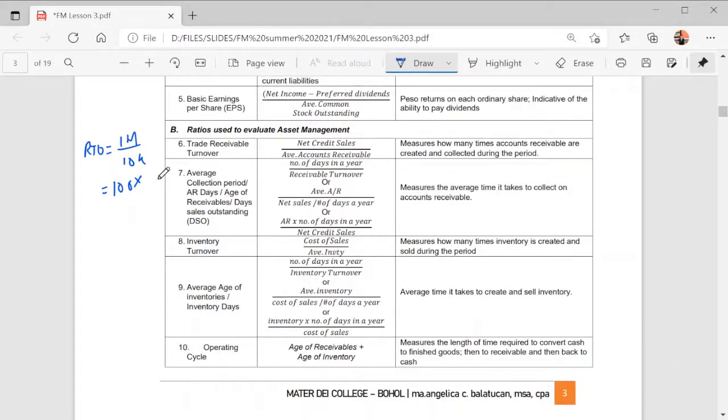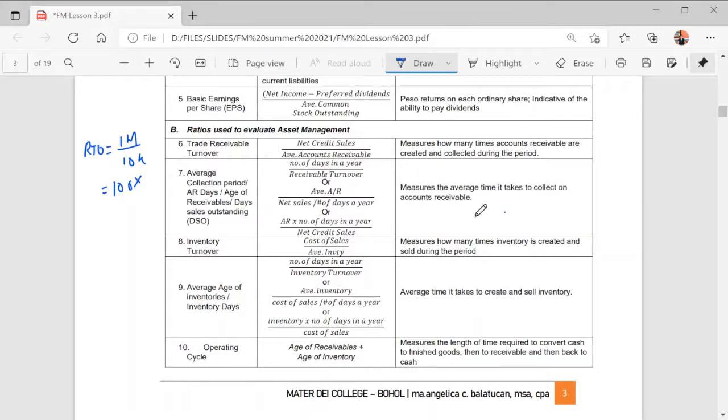And then how about for the average collection period? What do you think would be better? The shorter, the better? The longer, the better? That is for your days, AR days, day sales outstanding. So, the longer the better, or the shorter the better?